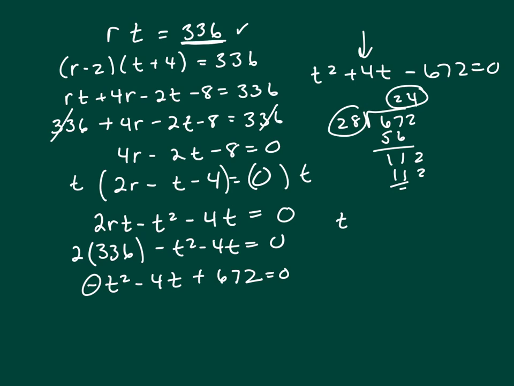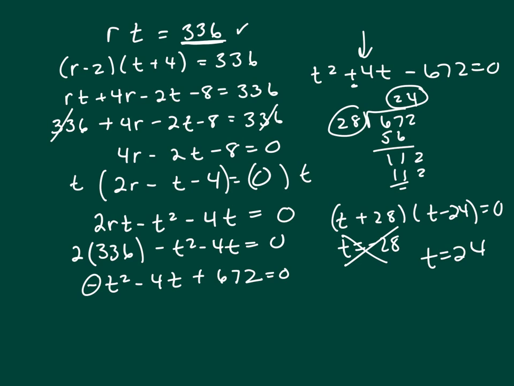So this is going to factor into T plus 28, put the plus sign with the larger one since we want a positive, and T minus 24 equals 0. So this gives me T equals negative 28, and time can't be negative, so my answer is 24. Is that the answer? B, yes.